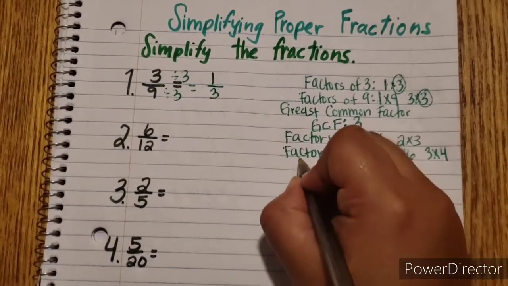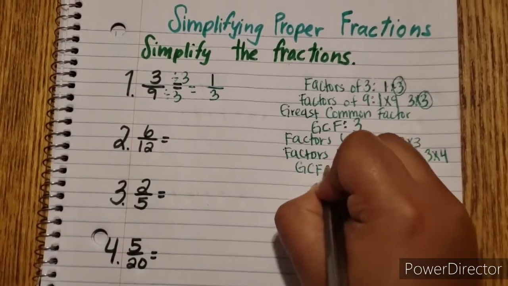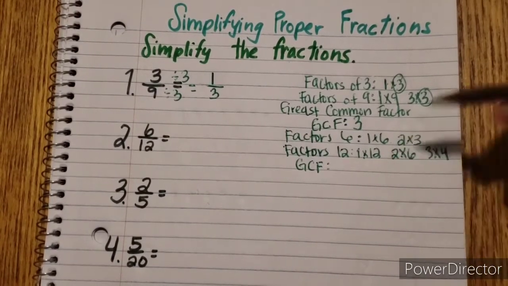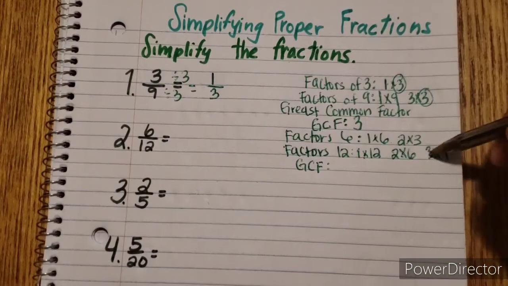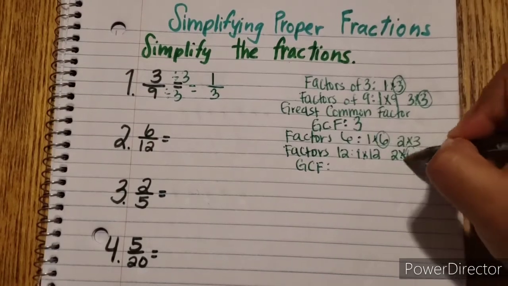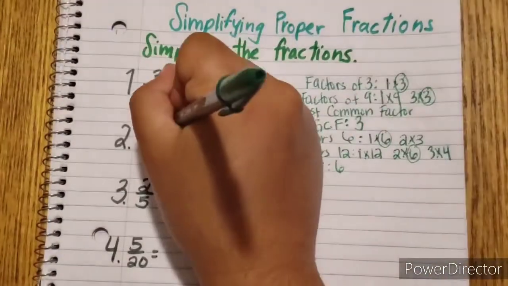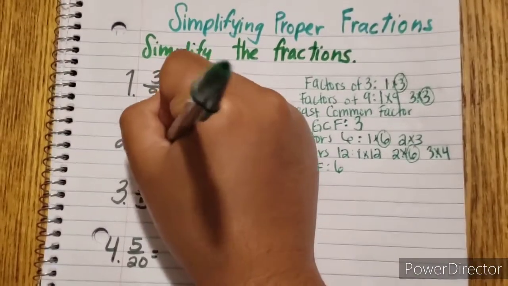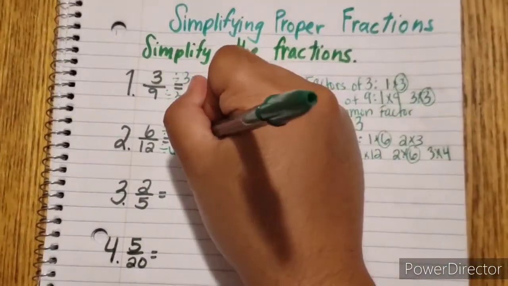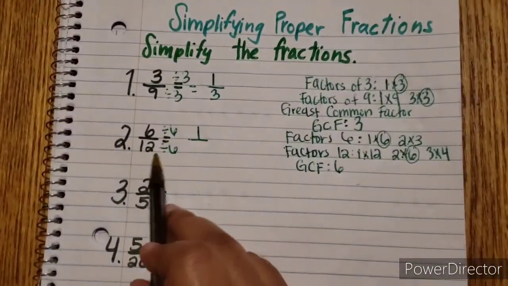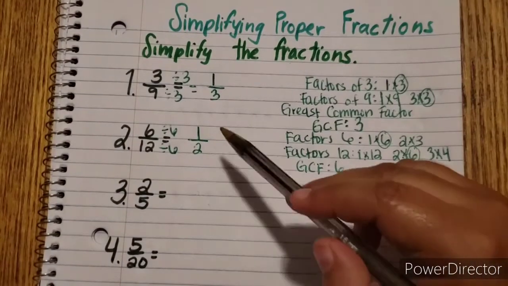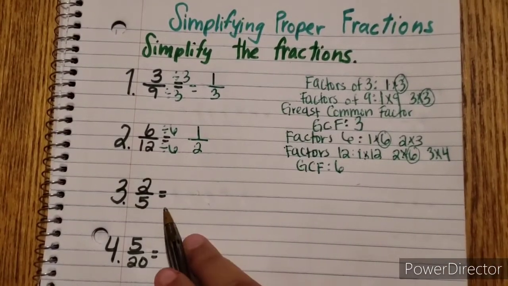So now let's look for the greatest common factor. They have 1 in common, they have the number 2 in common, they have the number 3 in common, and the number 6. So the greatest one is 6. That would be the greatest common factor. So now we would divide. What is 6 divided by 6? That is 1. And 12 divided by 6, that is 2. So 6 over 12 equals 1 over 2. Let's go on to the next one.